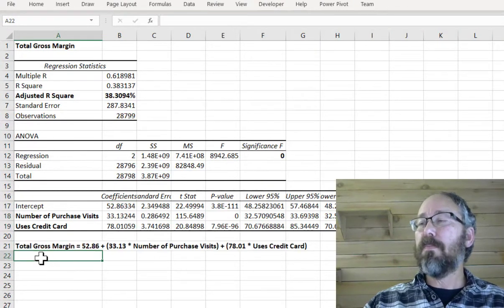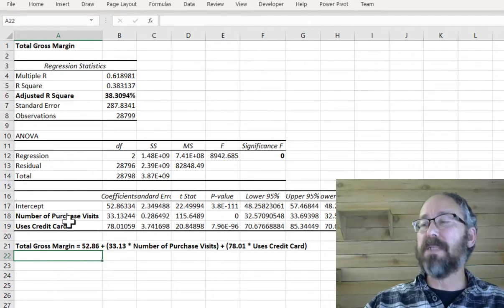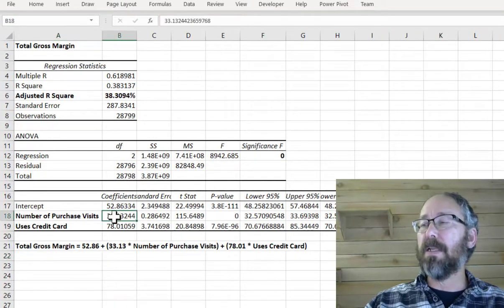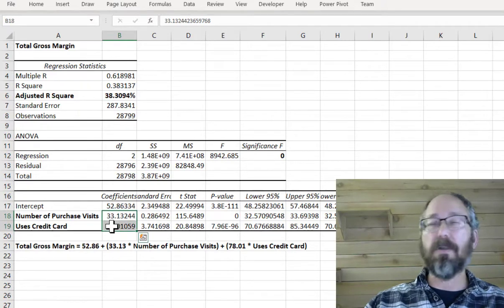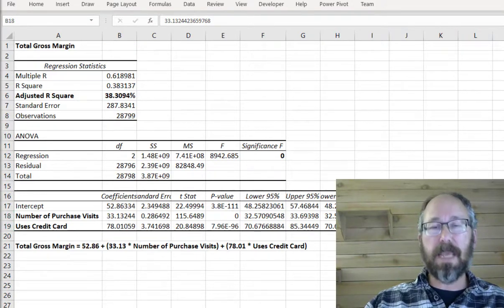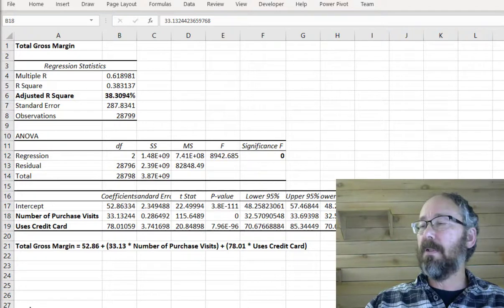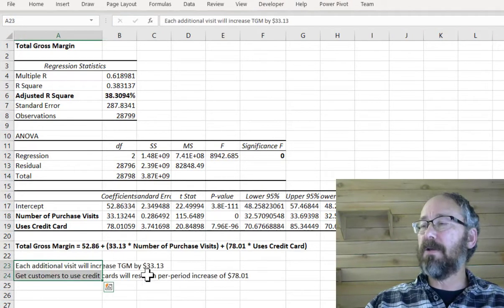So total gross margin equals that 52.86, our intercept, or y-intercept from the formula, plus 33.13 times the number of purchase visits, that comes from right here, plus 78.01 times the uses credit card. Now, I should point out that because we're working with dollars, these are actual dollars, and so we might say something like this. Here are the two statements that we can say about what this equation tells us.